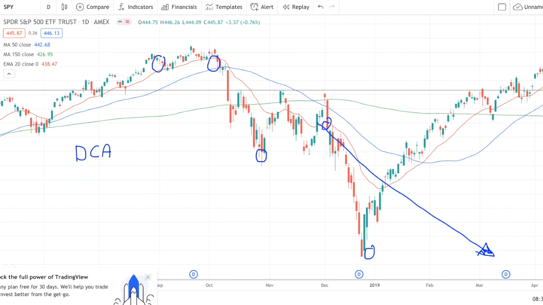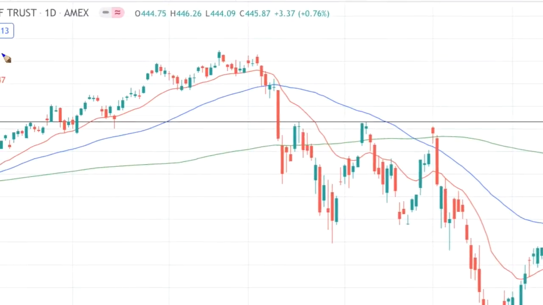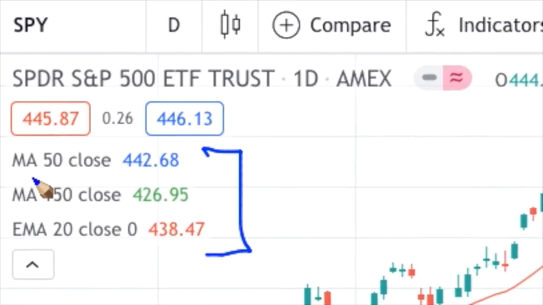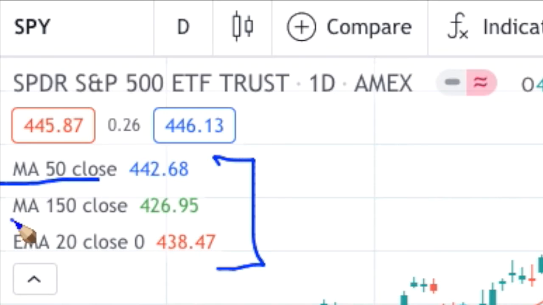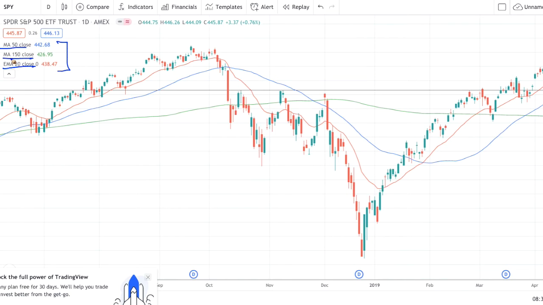So how does it work? You see here, we are using 3 moving averages: the 50 moving average, the 150 moving average, and the 20 exponential moving average. The exponential moving average is a little faster to react than the others. So what is the strategy here? Basically, whenever the 50 is above the 150, we can buy as usual.